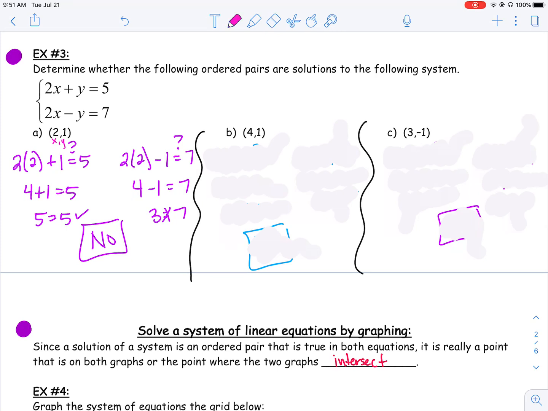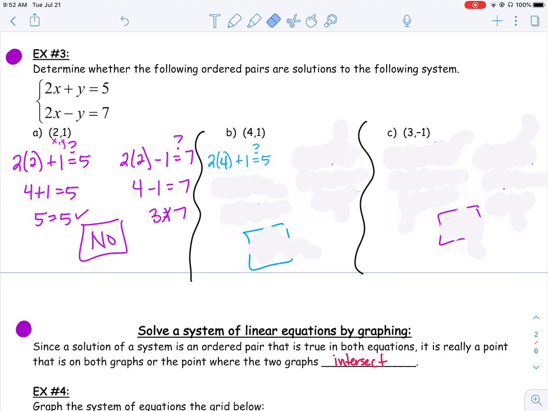What that means is that it might be a point on the first line, but it's not a point on the second line. And in order for it to be a solution, it's got to be a point that works for both lines. Let's try B. Let's do the same thing where we substitute in 4 for x and a 1 for y and see if it's a solution. Maybe you try this on your own. Pause the video, plug in 4 for x, plug in 1 for y, and determine if you think this is a solution to the system.